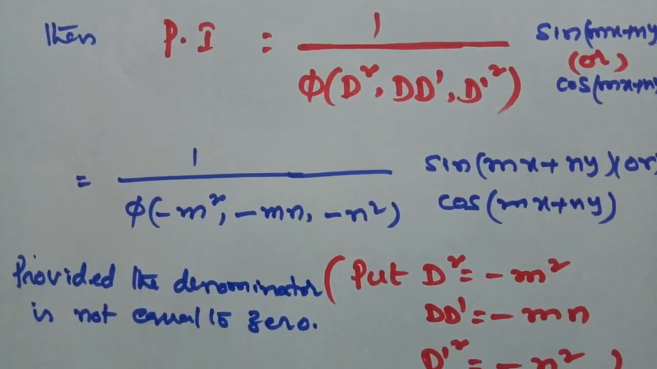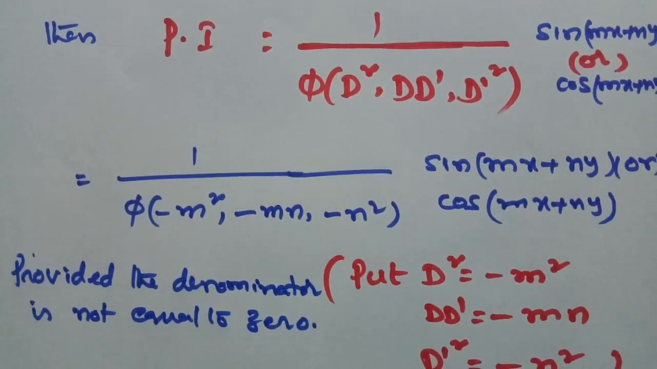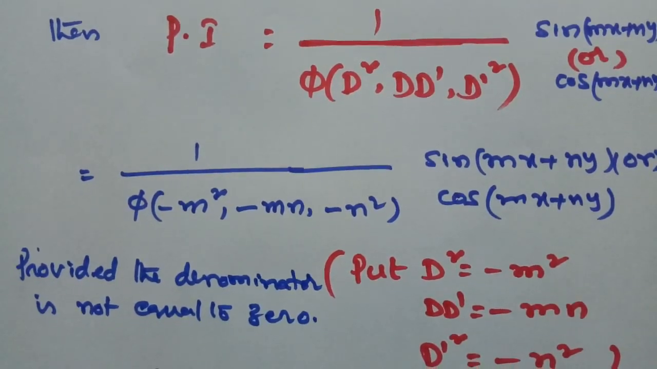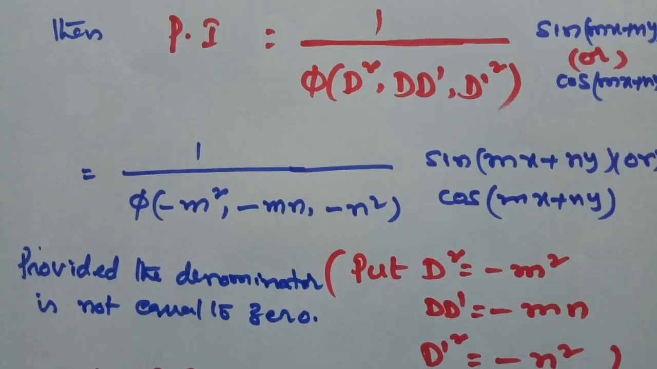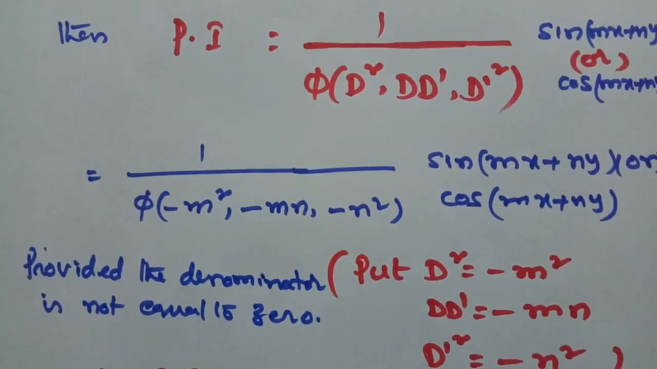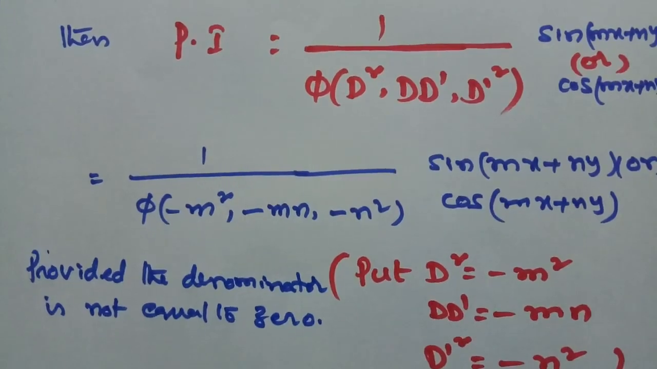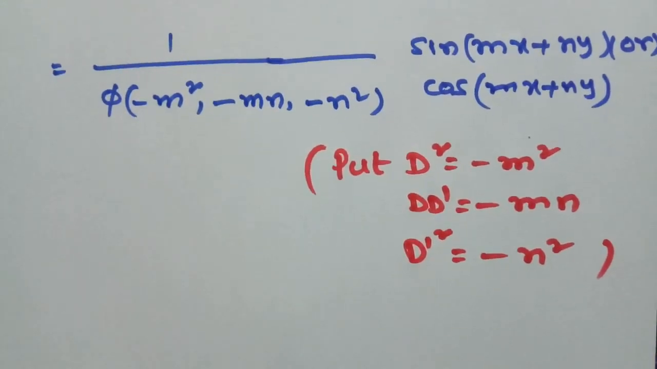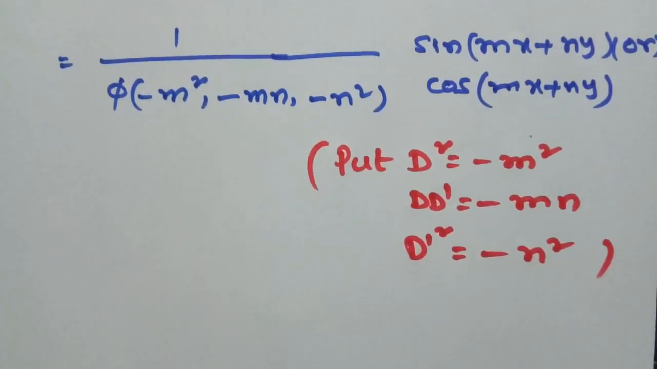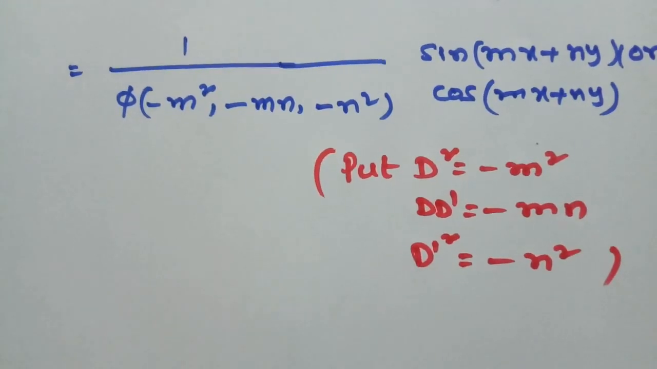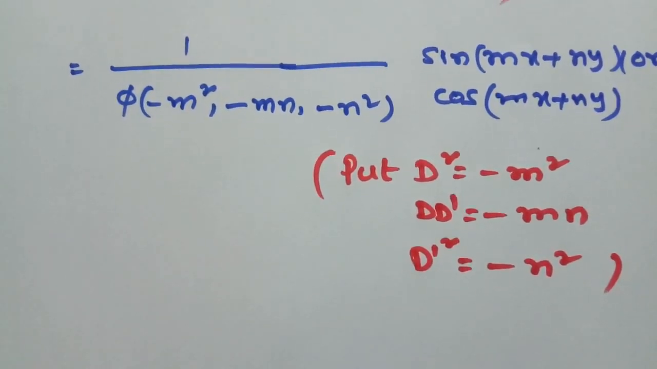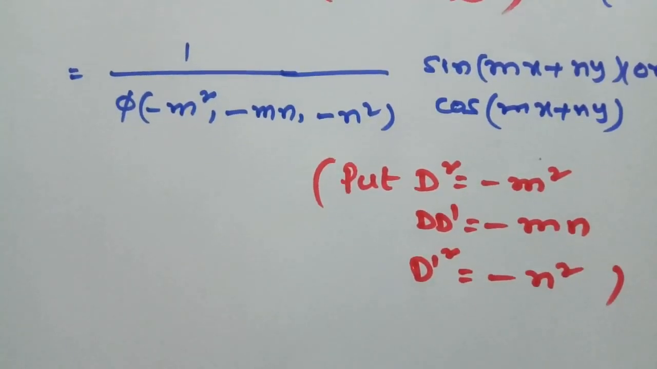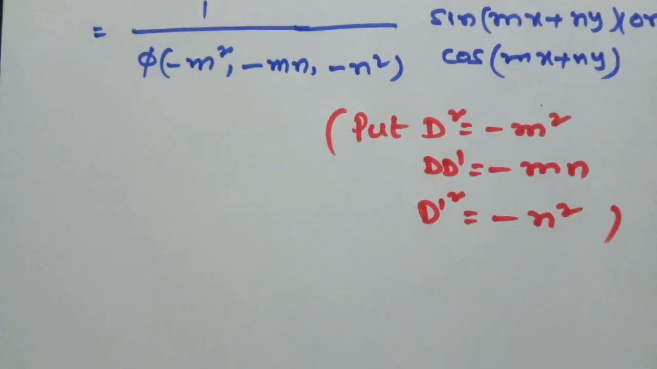If the denominator is 0, then we can treat this as a case of failure and we can solve it separately. How to solve those kinds of problems we will discuss later, after the completion of the problems such that the denominator is not equal to 0. This is the rule to find the particular integral in the case of sin mx plus ny or cos mx plus ny, where m is the coefficient of x and n is the coefficient of y. So now problem number 1.